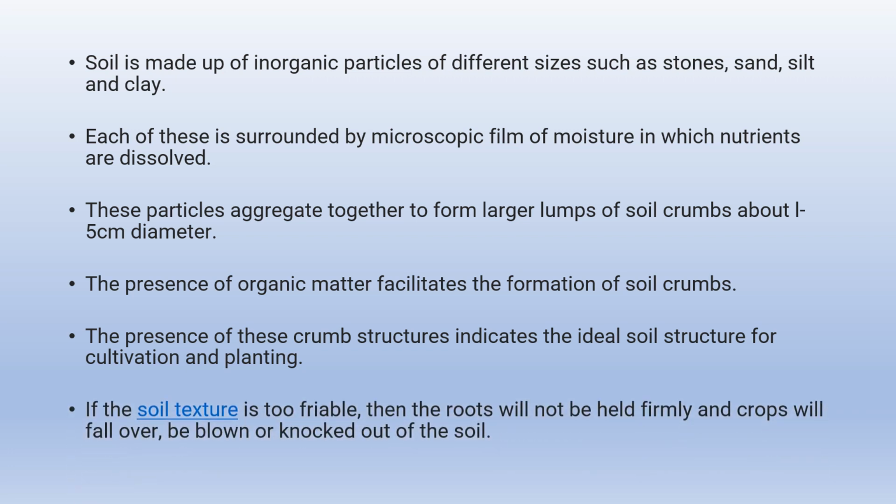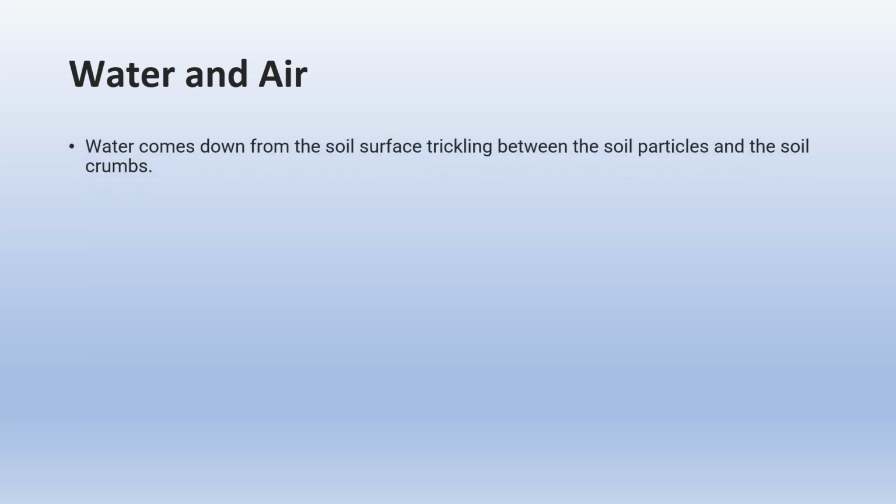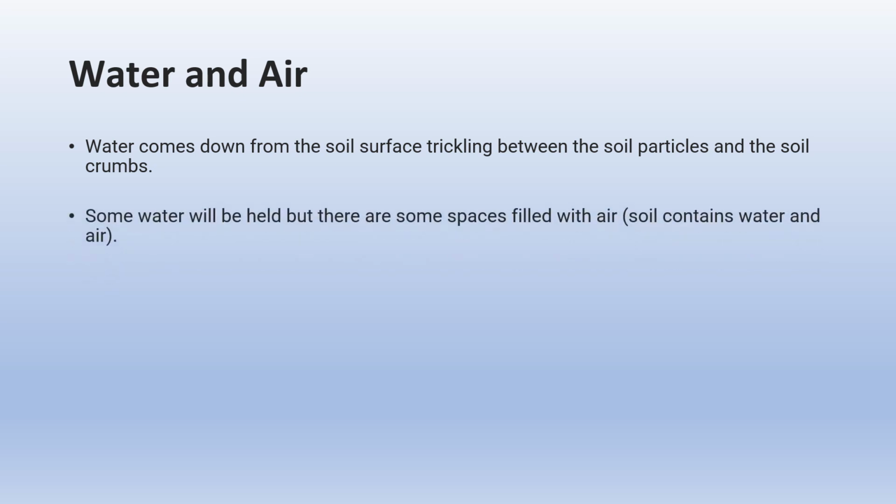If the soil texture is too friable, then the roots will not be held firmly and crops will fall over, be blown or knocked out of the soil. Water and air. Water comes down from the soil surface trickling between the soil particles and the soil crumbs. Some water will be held, but there are some spaces filled with air. Soil contains water and air.